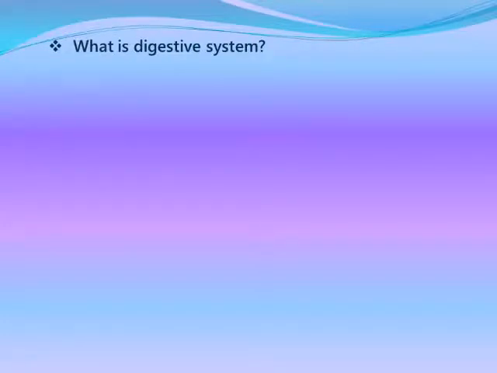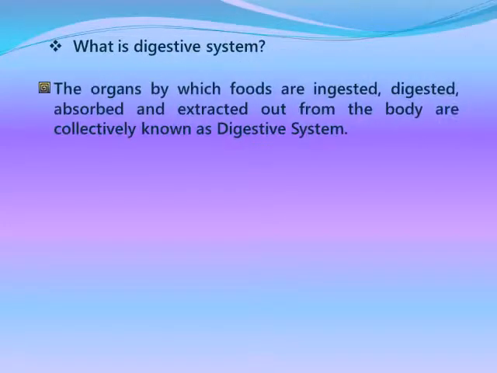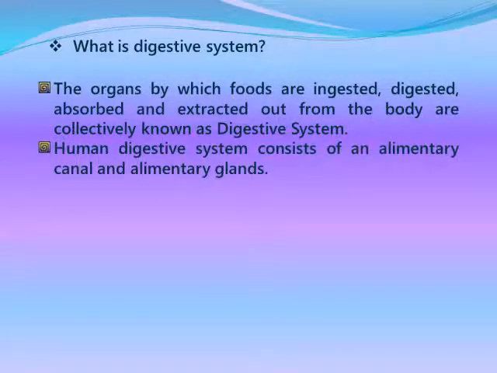What is digestive system? The organs by which foods are ingested, digested, absorbed and extracted out from the body are collectively known as digestive system. Look, there are 4 steps: ingested, digested, absorbed and extracted. Human digestive system consists of an alimentary canal and alimentary glands.